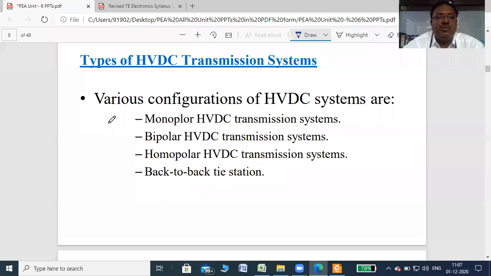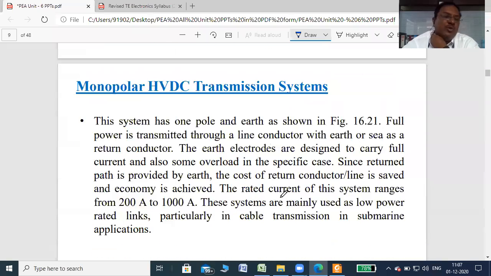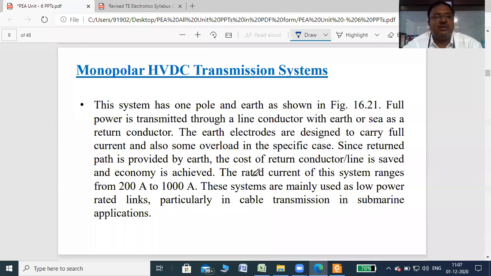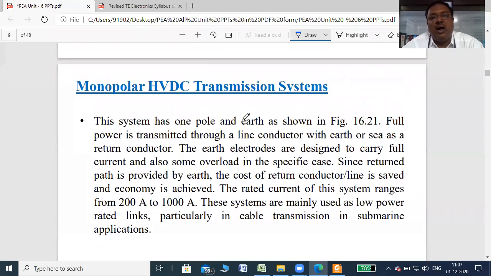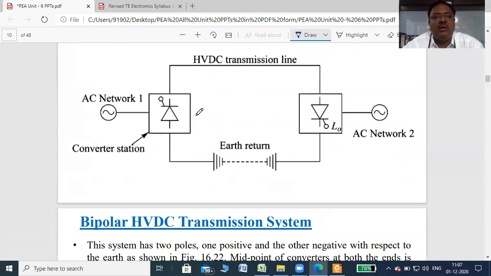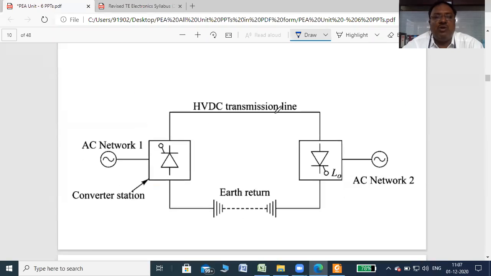So it has four types: monopolar, bipolar, homopolar, and back-to-back tie connection. Monopolar HVDC transmission system. This system has one pole and earth. You can see here only one pole, or you can say only one wire. Only one wire is used, called a monopolar, single wire. Disadvantage: if this wire breaks somewhere, then definitely the transmission is stopped. That is a major disadvantage of monopolar, right? But the major advantage is that a single wire is required.